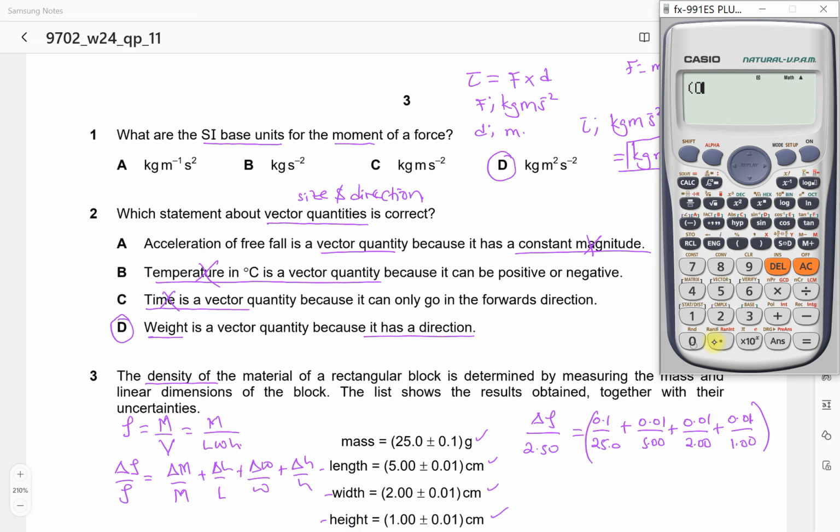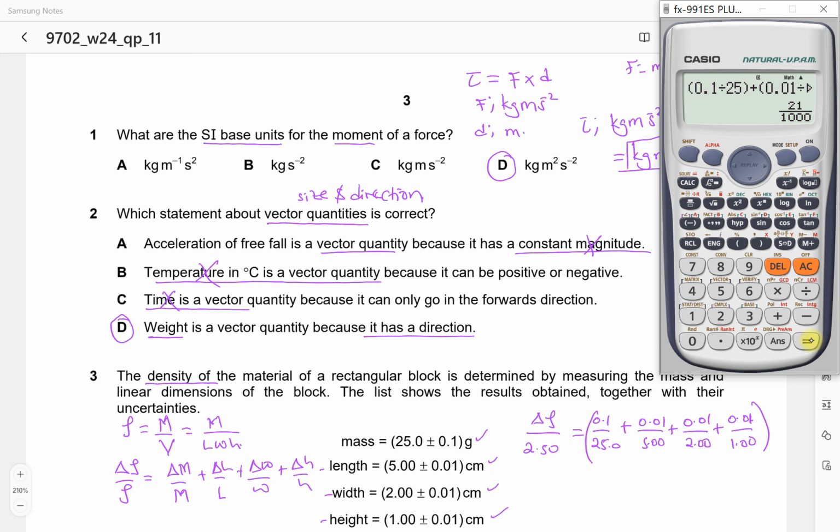So I'll just say 0.1 divided by 25 plus 0.01 divided by 5 plus 0.01 divided by 2 plus 0.01 divided by 1. I didn't change the units because the density is given in grams per centimeters cubed, and the other quantities, the dimensions, are also in centimeters, so it wasn't necessary.